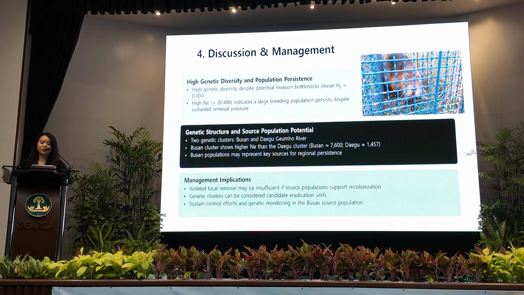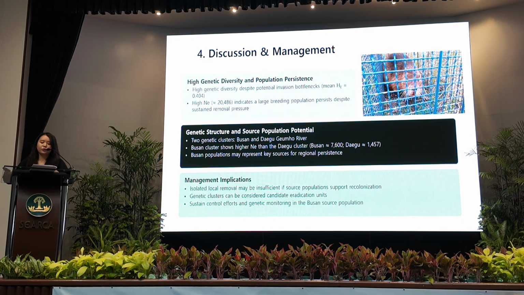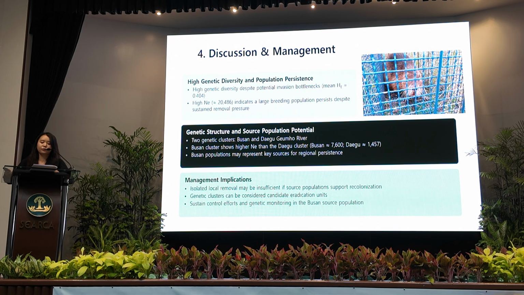So, what does this tell us? First, despite the invasion, nutria's genetic diversity was well maintained. This mild or lack of diversity reduction can be explained by the large effective population size estimated from this study. The large effective population size indicates that the population maintains a large breeding force even under continuous removal pressure.